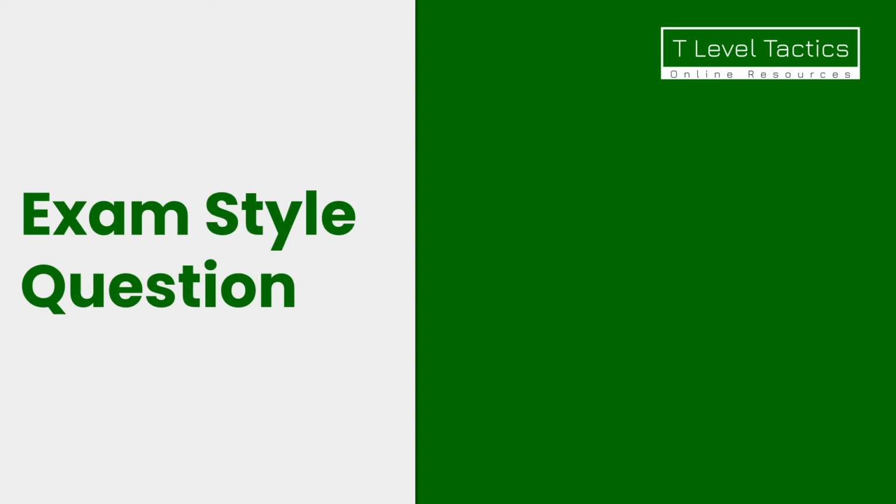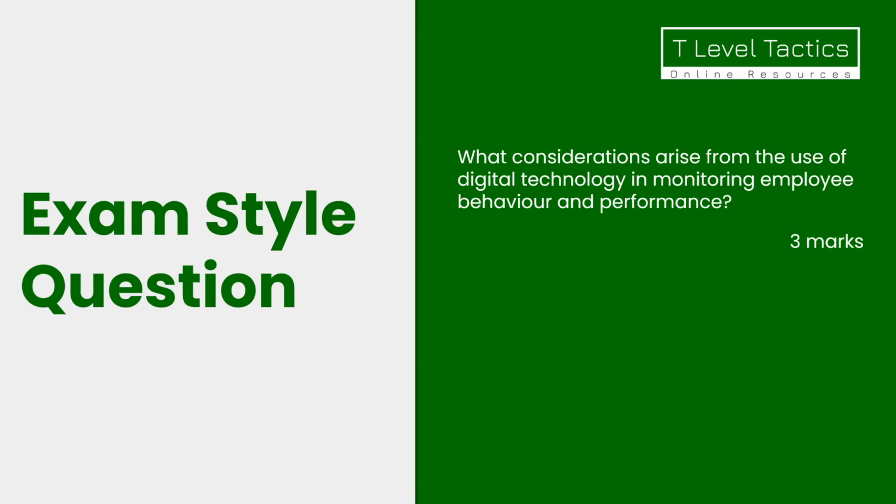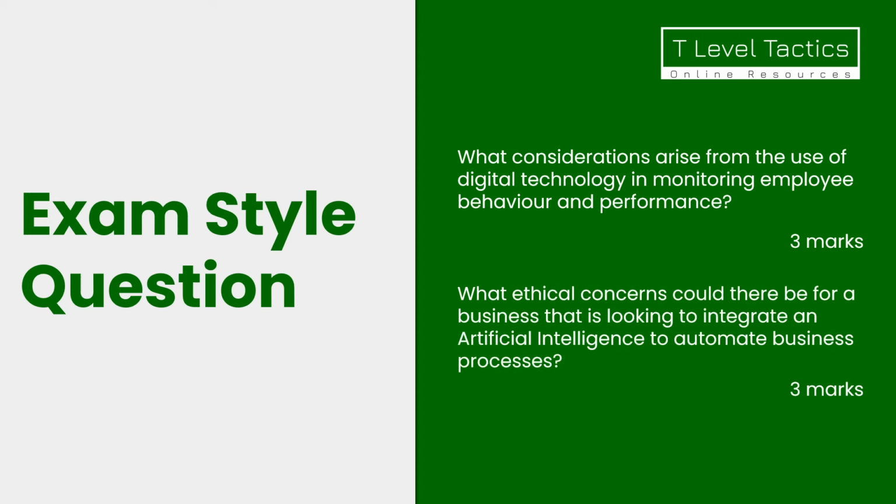So let's have a go at an exam question. And in this case, I've actually got 2 shorter questions for you to have a go at. Here's the first. What considerations arise from the use of digital technology in monitoring employee behaviour and performance? There are 3 marks available. And for the second question, what ethical concerns could there be for a business that is looking to integrate an artificial intelligence to automate business processes? There's another 3 marks available there.